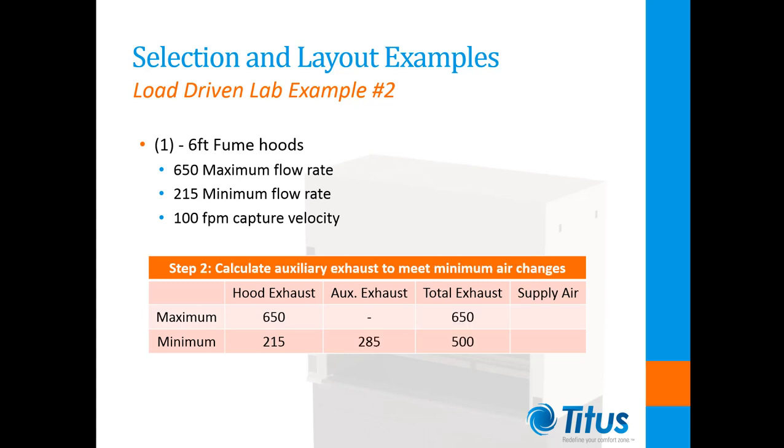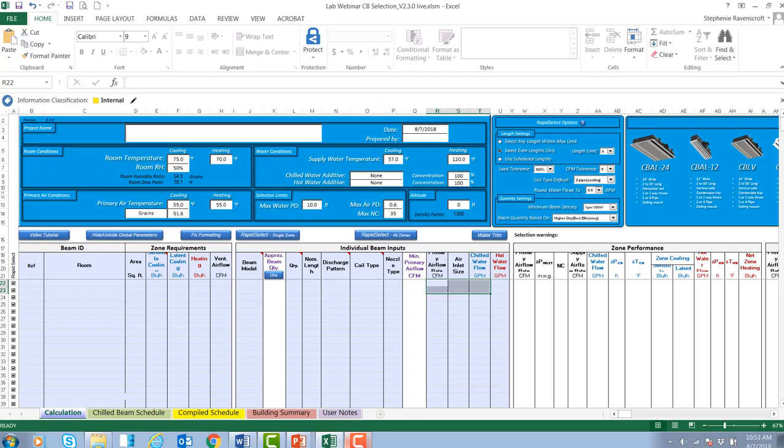At minimum flow through the hood, we still need additional exhaust airflow to get to our minimum ventilation rate of 500 CFM. With the 250 CFM offset, this means we'll need to supply 400 CFM when the hood is at maximum flow and 250 CFM when the hood is at minimum flow. Now we need to select chill beams to be used in the space.